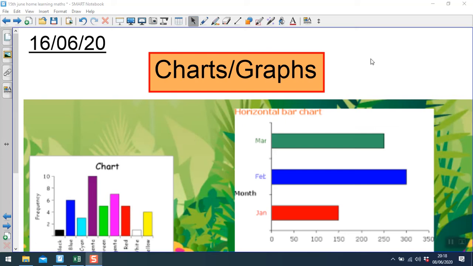Cambridge class, this is your second lesson this week, and again we'll be looking at rainforests for our information, and we'll be looking at charts and graphs today. On the screen you can see two different types of bar charts. This one is called a vertical bar chart because the bars are vertical, and this one is called a horizontal bar chart because the bars go across.